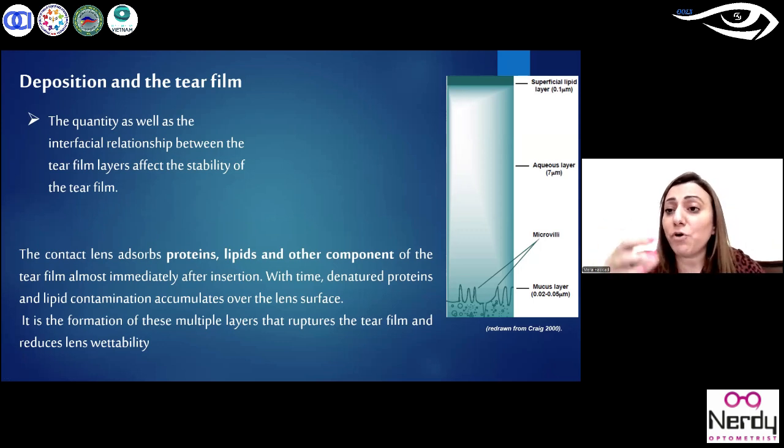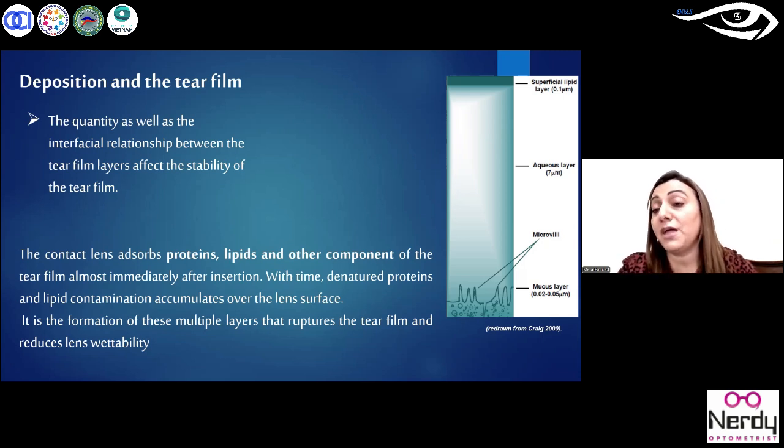Now, the problem with deposition is that if the deposition keeps building up on the lenses, it becomes denatured. And these multiple layers of denatured components, denatured proteins, denatured lipids, are the ones that affect the stability of the tear film. And they are very bad, because this is from my own experience.